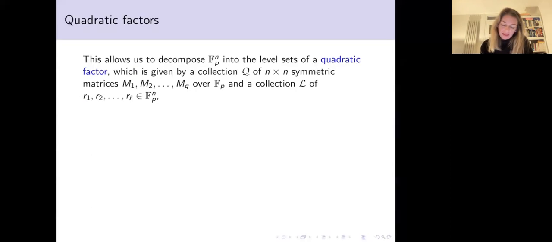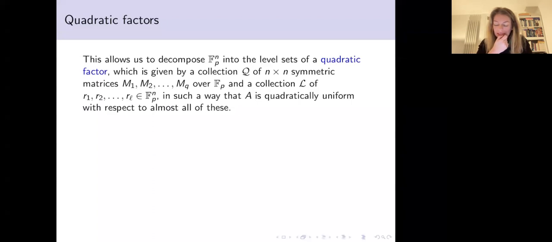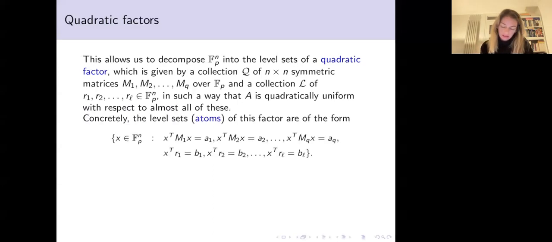Now, what is a quadratic factor? It will be given by a collection Q of n by n symmetric matrices, M_1 up to M_q over F_p, and a collection L of vectors in F_p to the n, which I'll call r_1 up to r_l. What I claim is that we can decompose our space in such a way that any set A is quadratically uniform with respect to almost all of the level sets of a quadratic factor. What do these level sets look like? We also call them atoms. They are sets of x in F_p to the n such that x transpose M_1 x is equal to some a_1 in F_p, x transpose M_2 x is equal to some a_2 in F_p, and so on. And I also have a bunch of linear constraints using the vectors r_1 up to r_l.